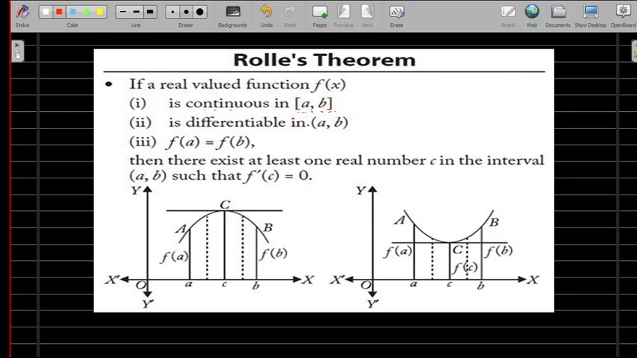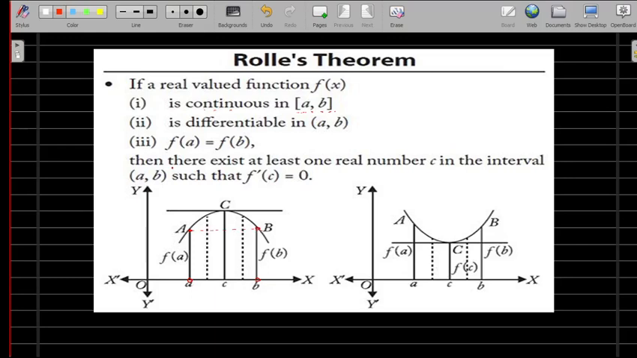It is differentiable in the open interval (a, b). And the third condition is f of a equals f of b. It means the height. Here you can see this is the point a and this height is f of a, this point is b and this height is f of b. They are equal.